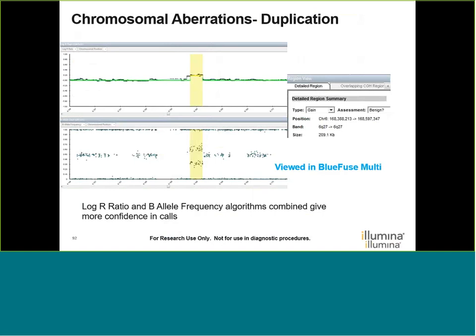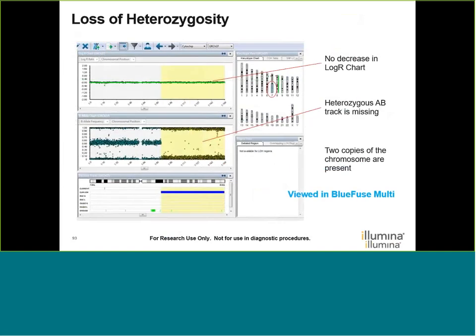And again, I want to point out that BlueFuse uses both the B-Allele frequency and the log-R ratio, and it has algorithms that will look at the patterns and report back what the expected patterns will be. It can also report whether it's a gain or loss. It will give you the chromosome and position. You can see whether it is a gain or a deletion by just looking at the data in BlueFuse. Another example here is the copy-neutral loss of heterozygosity that we saw previously.